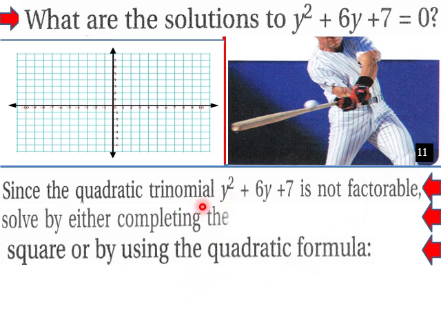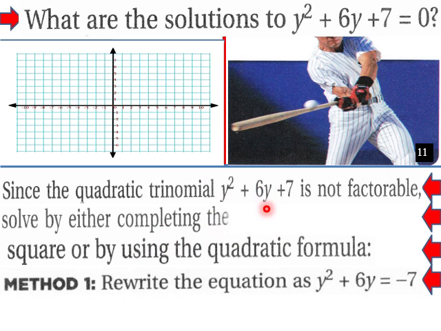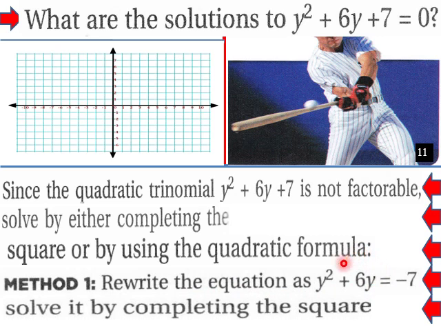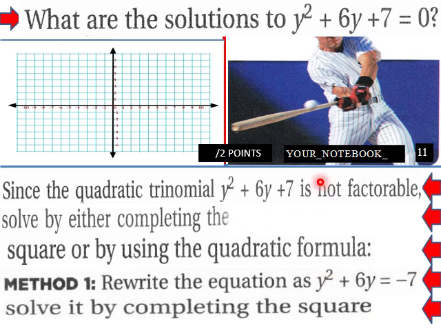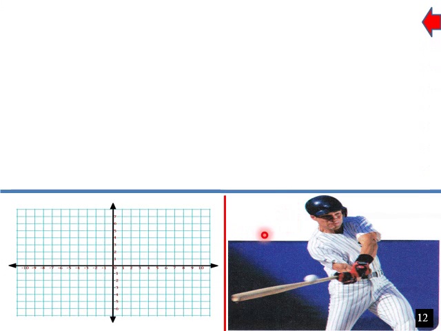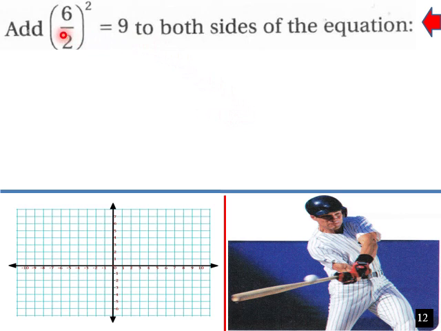So we solve it either by completing the square or by using the quadratic formula. Let us rewrite the equation this way. Solve it by completing the square. So maybe this will work. Let's try that by completing the square, moving our constant over to the other side.